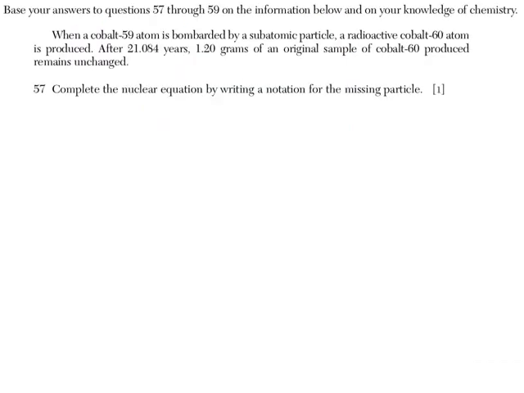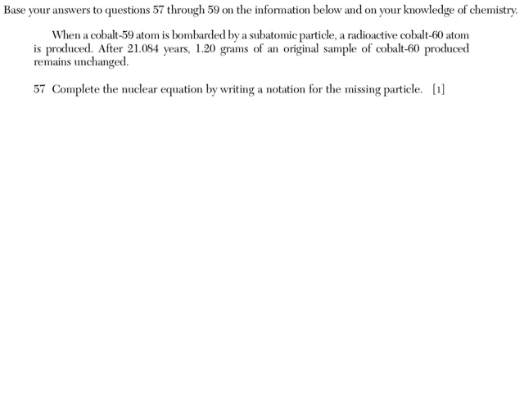If you haven't noticed so far, in this part of the test, you typically have some kind of little chart or reading, and then a couple of different questions, usually of completely unrelated chemistry topics, all going to that one little reading or picture. In this one, it looks like it's going to be some kind of nuclear questions because it says a cobalt-59 atom is bombarded by a subatomic particle and a radioactive cobalt-60 atom is produced. So it goes from cobalt-59 to cobalt-60, different versions of the same element. After 21.084 years, 1.2 grams of an original sample of cobalt-60 produced remains unchanged. So it looks like we're probably going to have some kind of half-life question. But let's see what they say as we go.